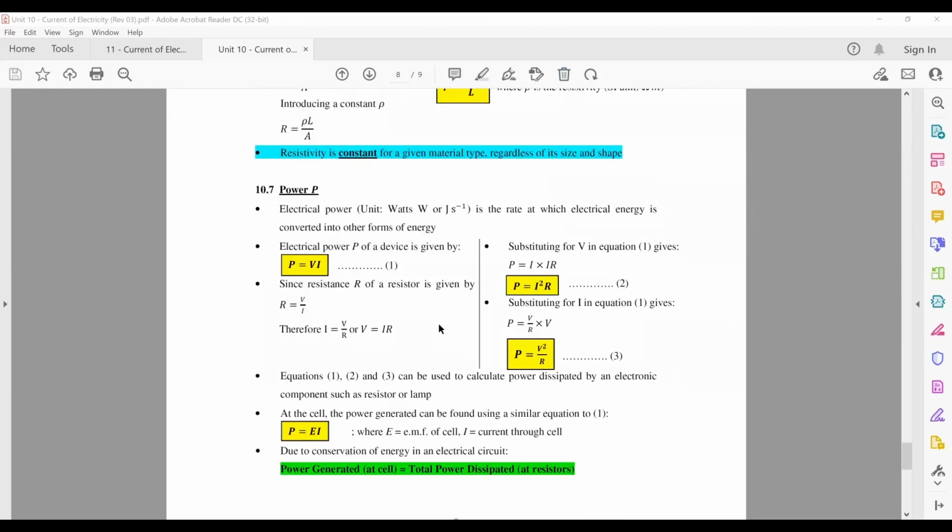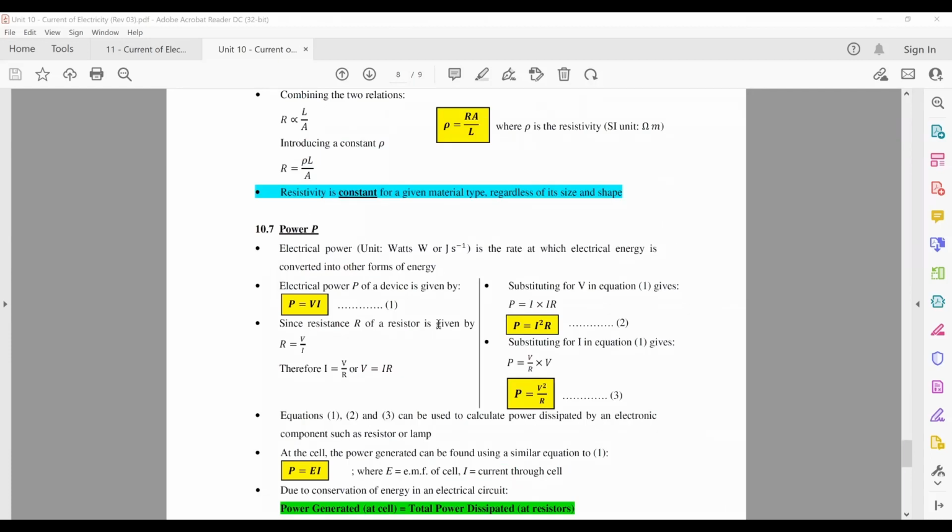Then we go to the last part, power. Power should be very fast. Now, power, you know, is rate of work done or rate of energy change. So in an electrical circuit, electrical power is the rate at which electrical energy is converted into other forms of energy. There are three equations that you need to know for power. Electrical power P over a device is P equals VI.